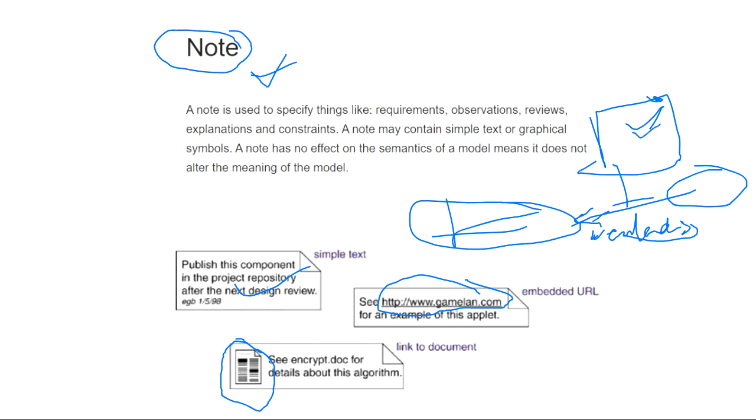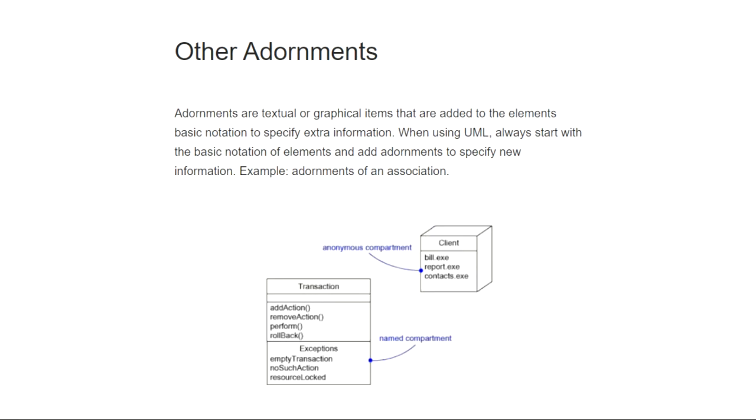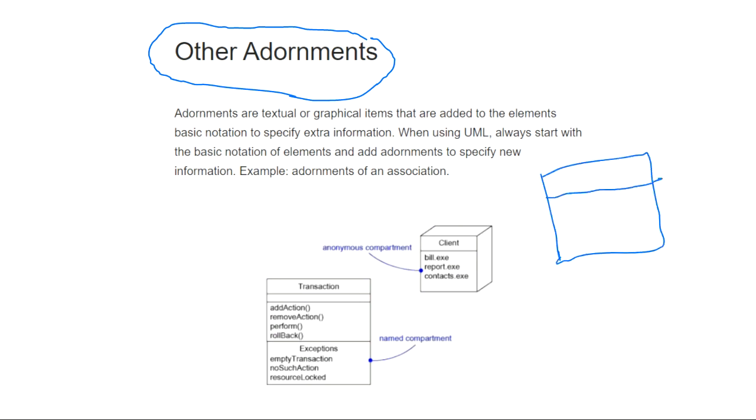Fine. Then there is a term known as other adornments. What does this mean? Suppose you have created a class diagram. You know in a class diagram, the first row is the class name. The second row is all the attributes, like student ID, student role. The third row is where you add all the functions or operations, whatever you want to call them. This is the general structure of a class diagram.